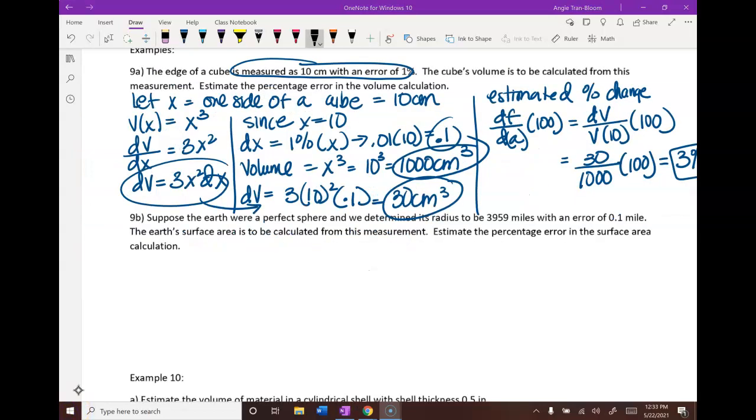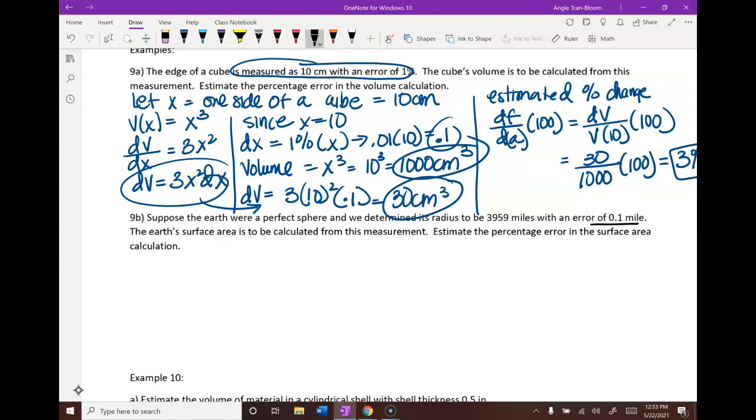All right, B said, suppose the Earth were a perfect sphere and we determined its radius to be 3,959 miles. So 3,959 miles with an error of 0.1 of a mile.